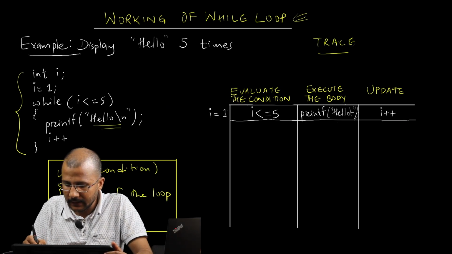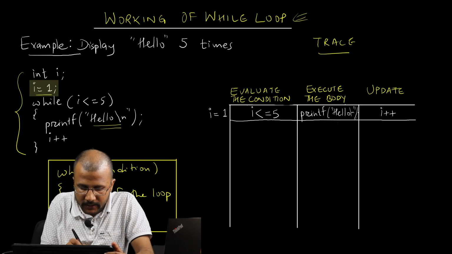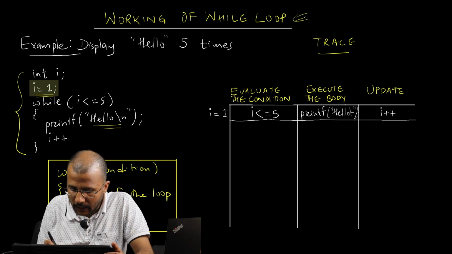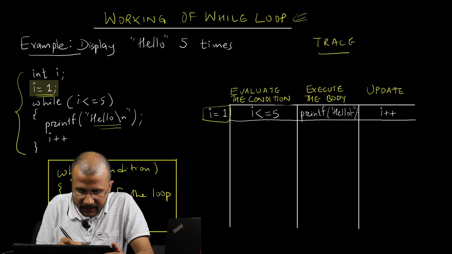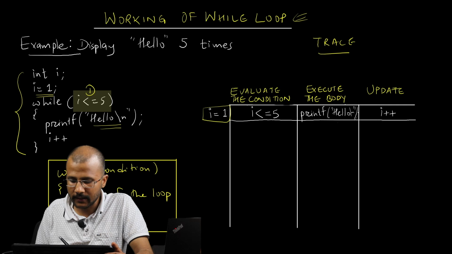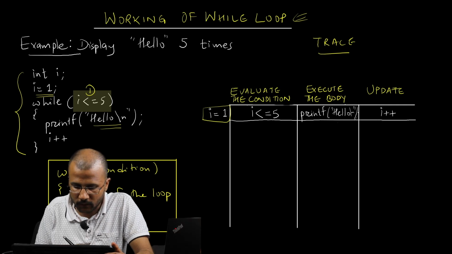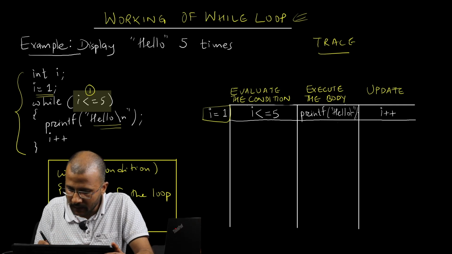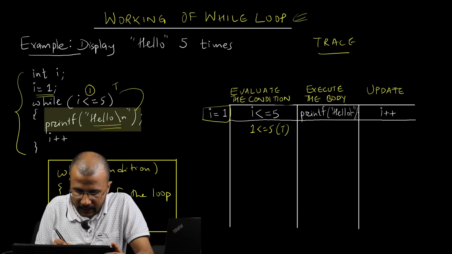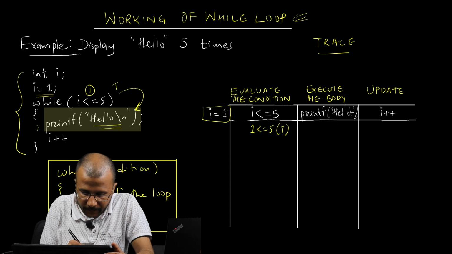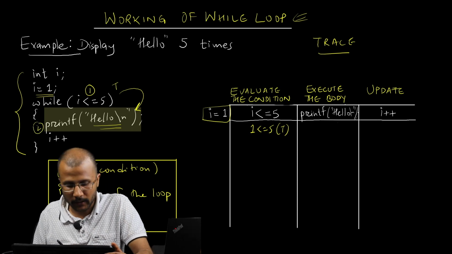Okay, for tracing, first of all, I is initialized here to 1, so I initially becomes 1. Now the first step is you will check the condition. What is the condition? I is less than equals to 5. I is 1, so 1 is less than equals to 5. Is it true or false? It is true, right? So if this condition is true, it will go inside and then execute the statement inside the body of the loop.